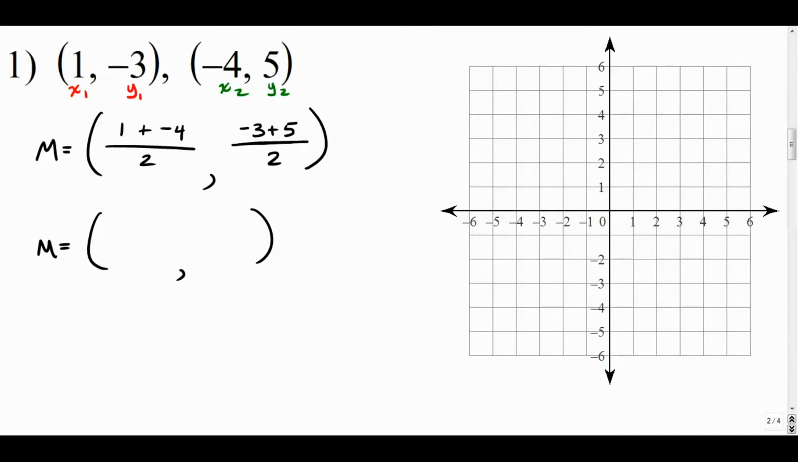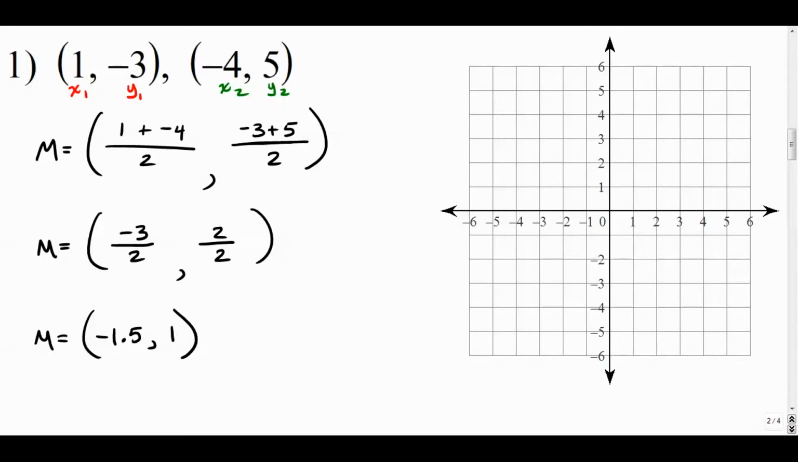So here we go. Let's see if we can simplify this. Sometimes we're going to get fractions out of this, sometimes we'll get integers, but it's never too difficult. 1 plus negative 4 is negative 3. Negative 3 plus 5 is 2. So our midpoint has coordinates negative 1.5, comma 1.